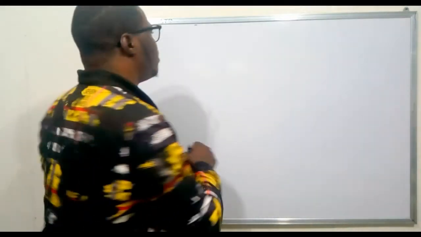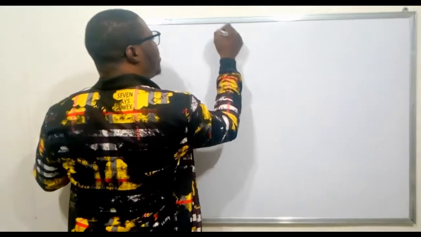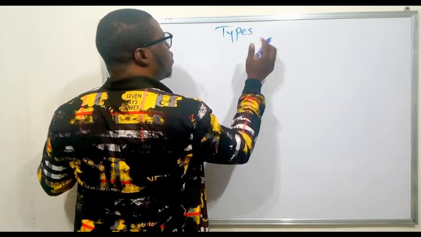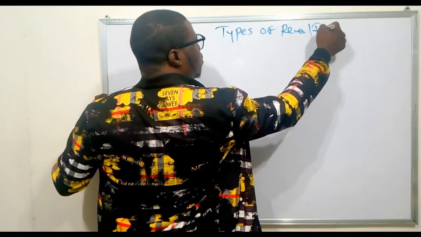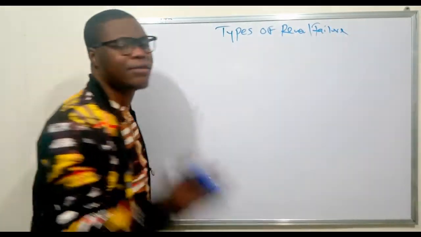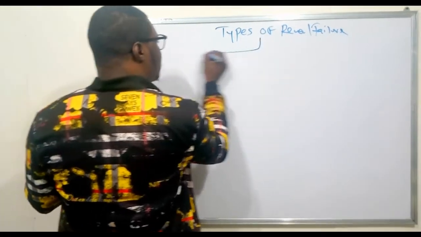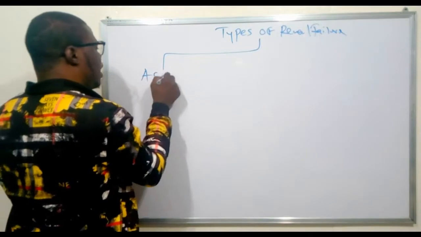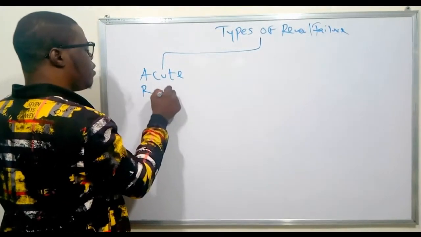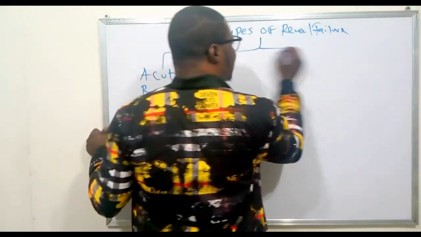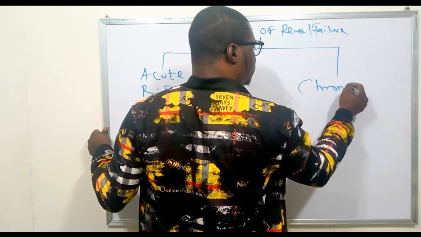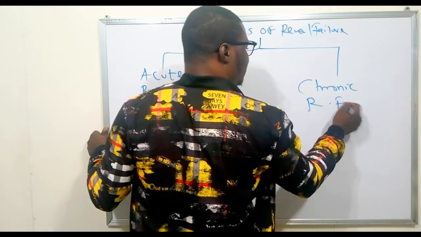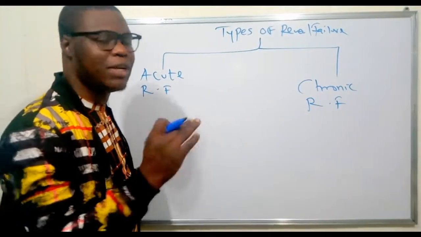Welcome back. So, we said we are going to be talking about the types of renal failure. Majorly we have two types of renal failure. The first one is called acute renal failure, and the second one is called chronic renal failure. So, what is the meaning of that?